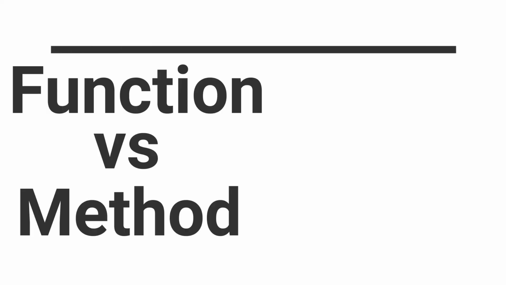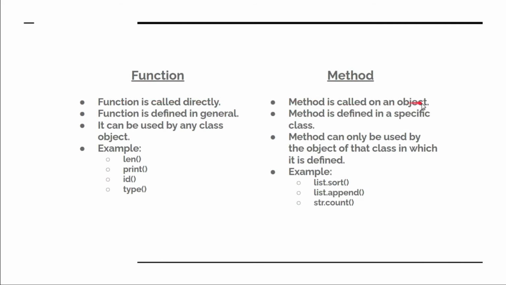The difference between the method and the function is that a method is called on an object, whereas a function is called directly without any object. A function is defined in general and it can be used by any class object, whereas a method is defined in a specific class and can only be used by the object of that class in which it is defined.